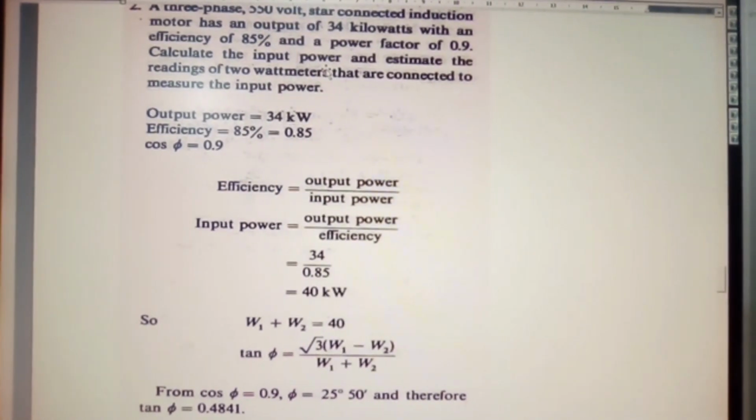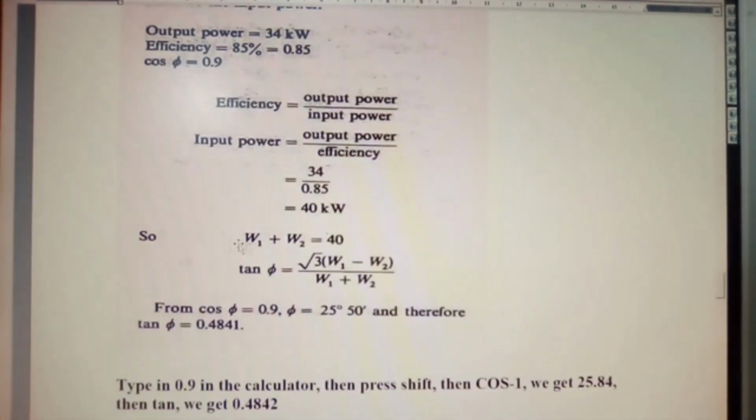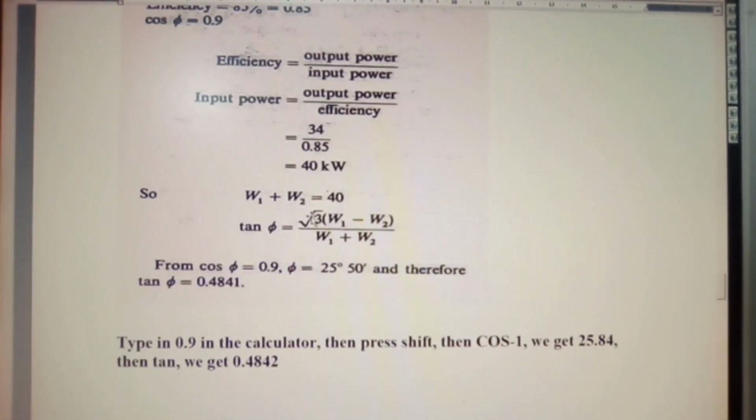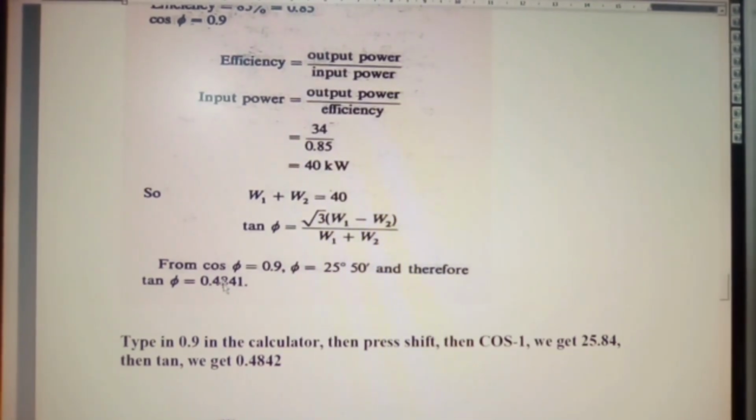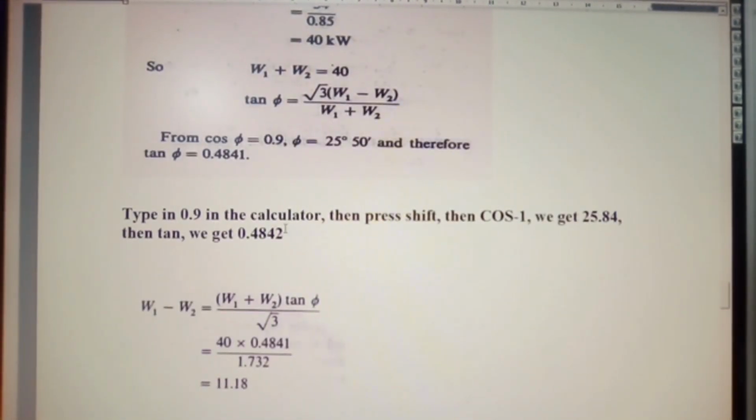And here you have your W1 plus W2 equals 40. Put it into your formulation here, and we know we have 0.9 for cos theta. Now type 0.9 in the calculator, then press shift to get the angle. This is just to show you how you got 0.4841. It comes at 0.4842 because I think it was rounded up.